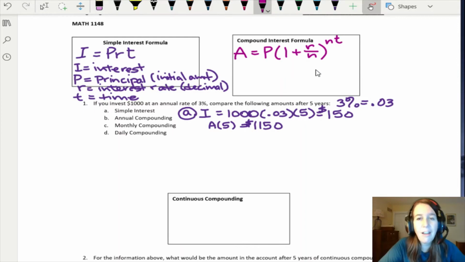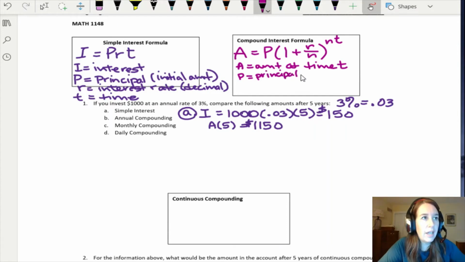Okay, I know that looks like a lot, but it really is just a formula that we're going to use and plug numbers into. So don't be afraid. So A is the amount at time t. P is still the principal, aka the initial amount. R is that interest rate, still changed into a decimal. So interest rate, decimal.